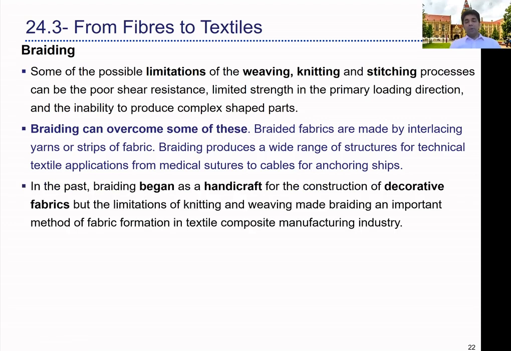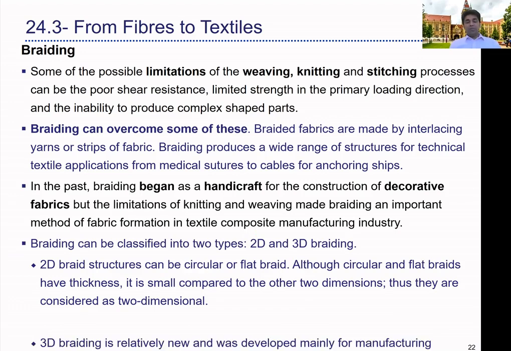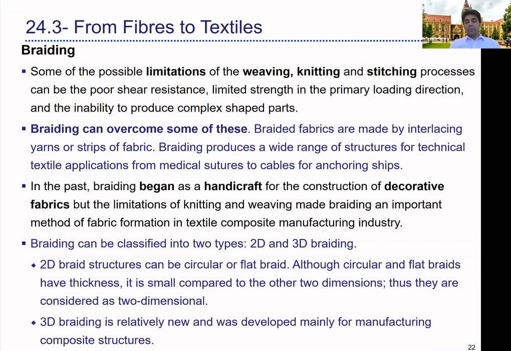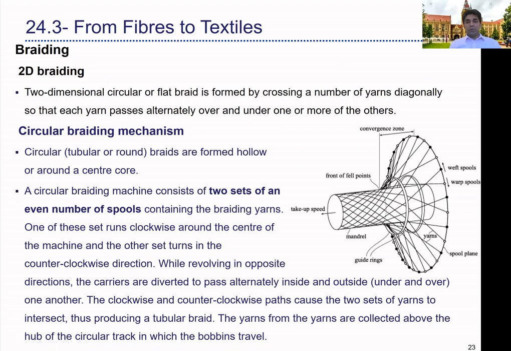Normally, in the past, braiding was used mainly to manufacture decorative fabrics. Braiding can be classified into two types, 2D or 3D braiding. 2D braided structures can be circular or flat braid. And 3D braiding is relatively new and was developed mainly for manufacturing composite structures. Here is some information for you to read through. These are not available in the lecture notes, just some extra information.